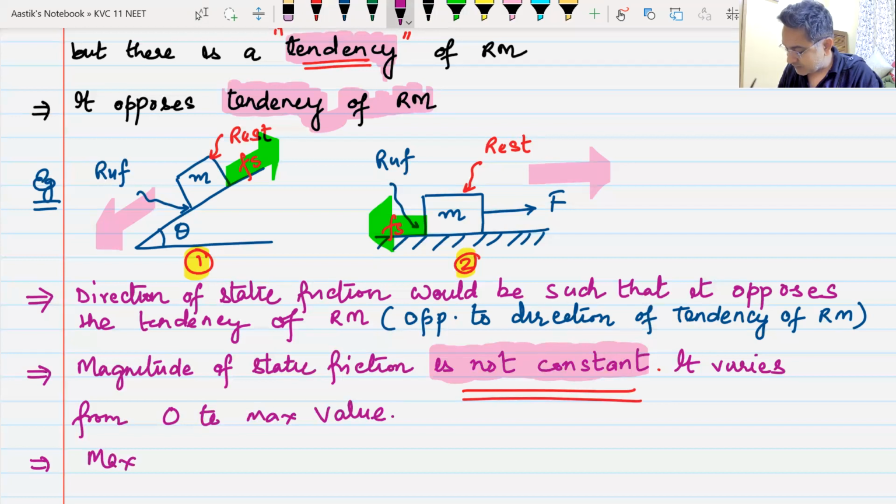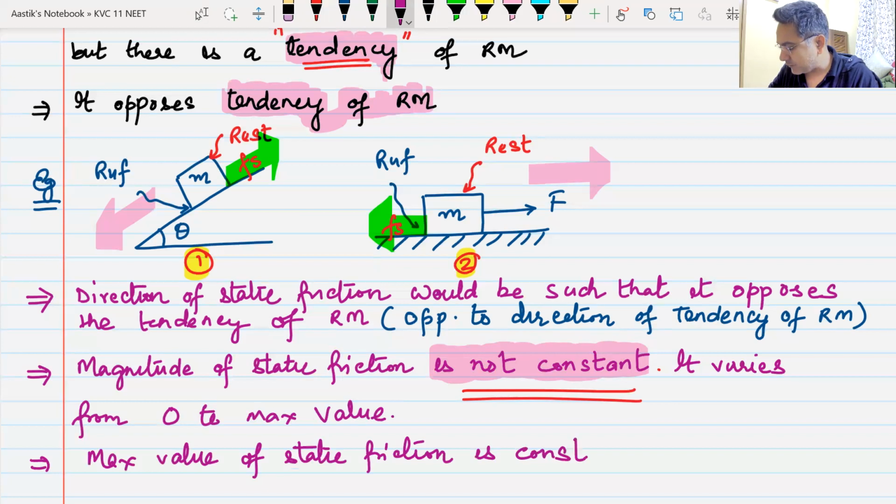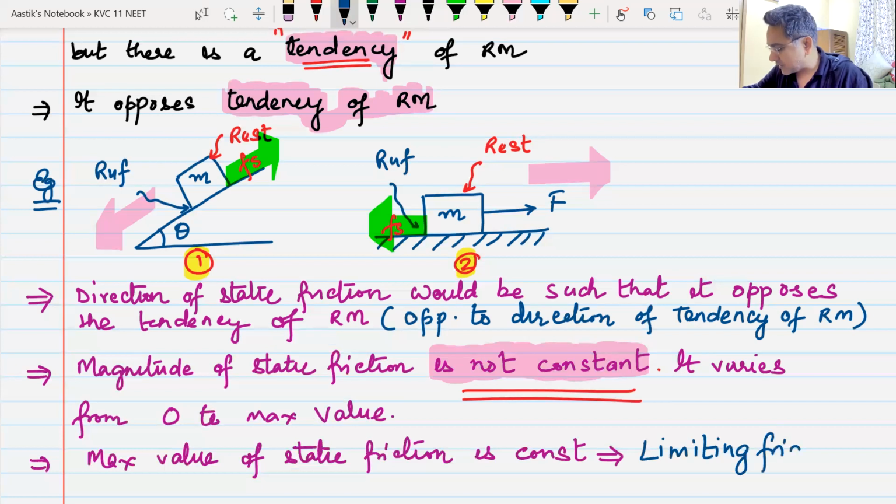The maximum value of static friction is constant. So it can vary from 0 to a maximum, and that maximum value is fixed. That maximum value is known as the next big term coming, limiting friction. So whenever we talk about static friction, this word limiting friction comes. The maximum value of static friction is known as your limiting friction.